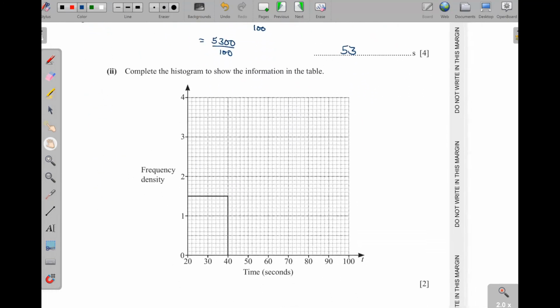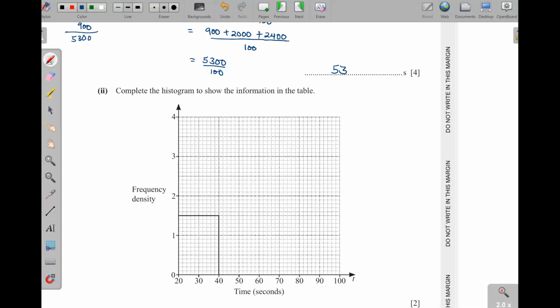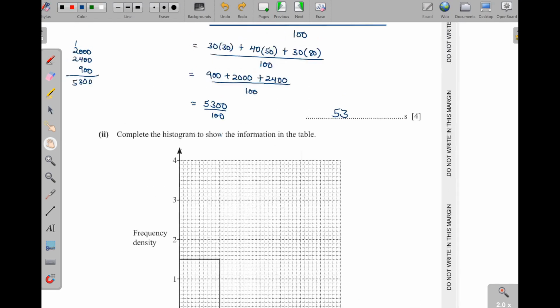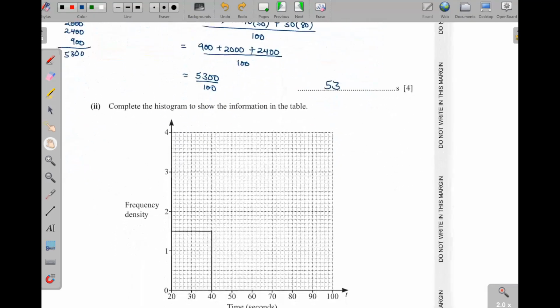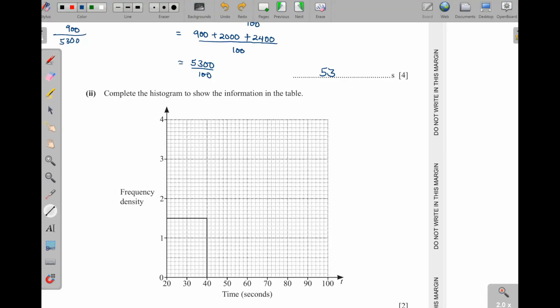Now, coming to this one to plot, you can see that this is 1.5. That is the first one, from 20 to 40. And then the next one is 2 from 40 to 60. So I'll just come to this, and I draw this. Use a ruler, please. And that is it. You can even shade it or you don't. But since this one isn't shaded, I don't need to waste time shading this, okay?